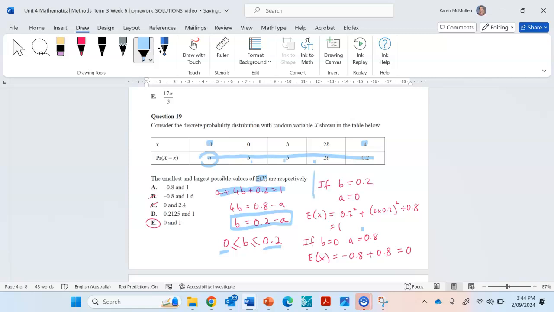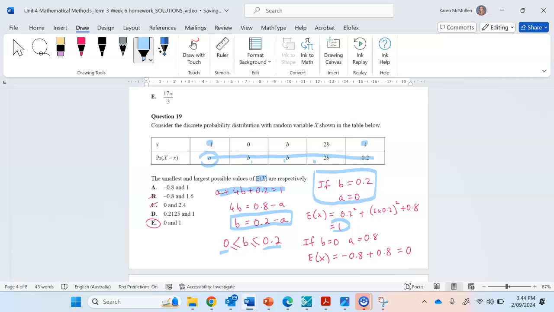All right, so let's have a look at the first situation. So if B was at its maximum, which is 0.2, A would be 0. So I've just gone ahead and calculated the expected value for that, which is 1. And I've done the working out here so you can see it, but I would probably just do it straight onto the calculator just to save a little bit of time. This was quite a time-consuming question.